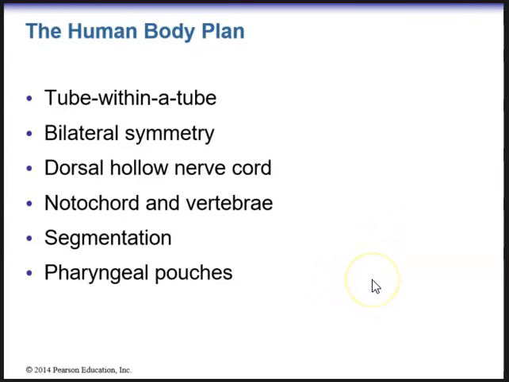So the schematic of the human body plan is basically a tube within a tube. The body exhibits bilateral symmetry. We basically have a dorsal hollow nerve cord. We also have notochord and vertebrae, segmentation, and pharyngeal pouches. This all occurs embryologically, and most vertebrates have this basic body plan.